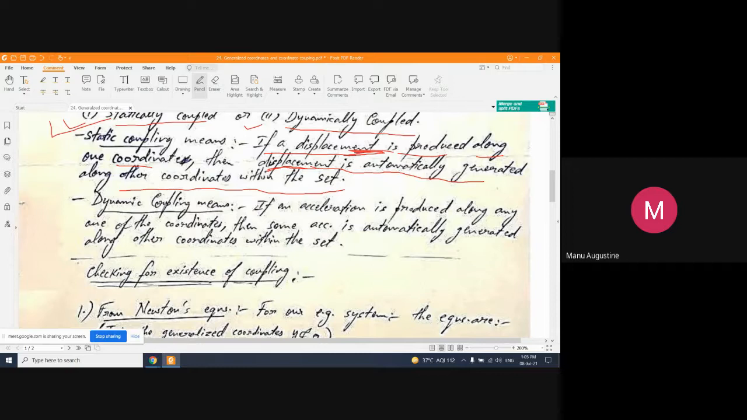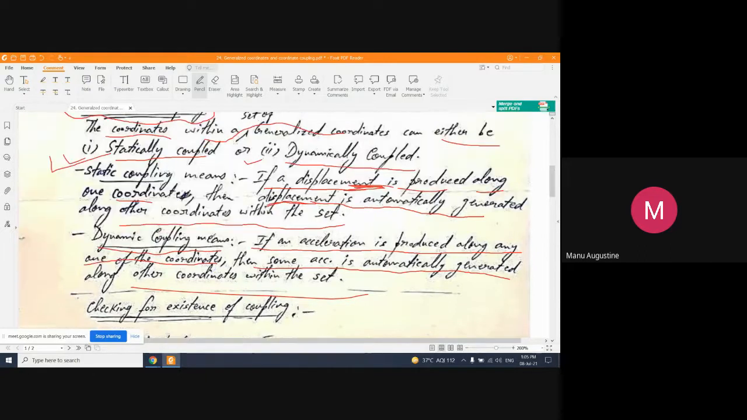But as per the definition, you have to remember the definition of dynamic coupling like this. If an acceleration is produced along any one of the coordinates, then some acceleration is automatically generated along other coordinates within the set. If this happens, then you claim that dynamic coupling occurs within the generalized coordinates. If this does not happen, you claim that dynamic coupling does not take place.